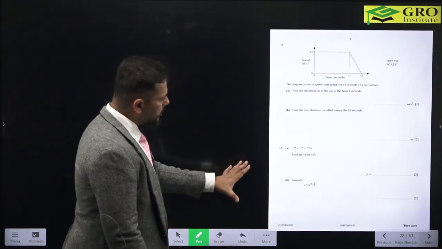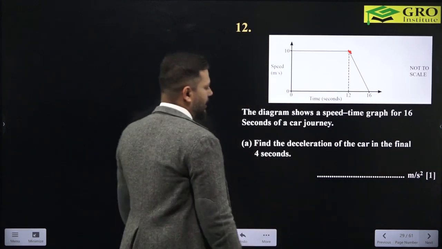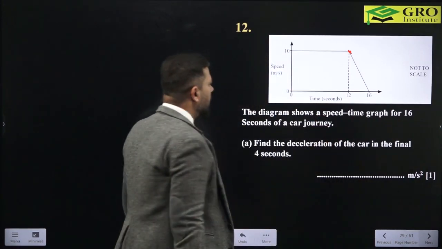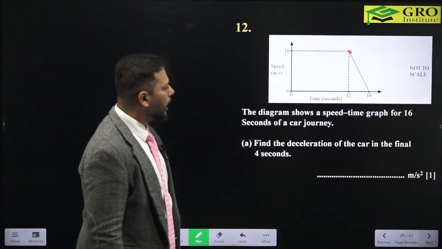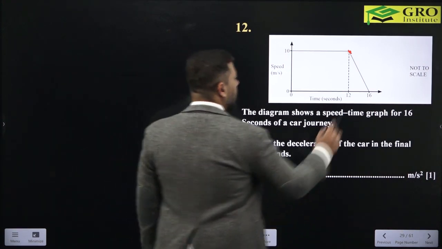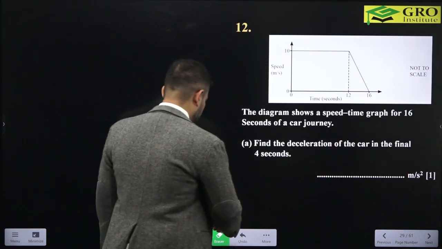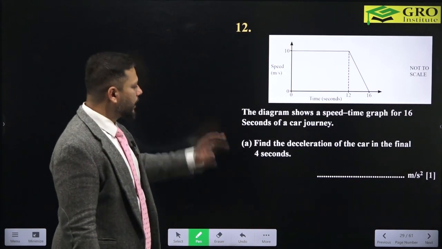Okay, so the next question on this page seems to be related to indices, right? Yeah, it is about this. Question number 12 is all about the concept of physics being applied over here. Let us look at this question.